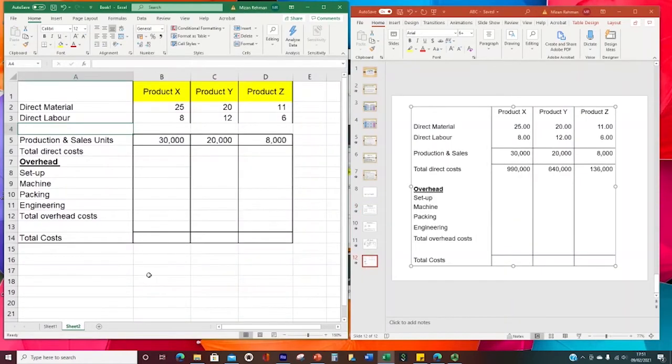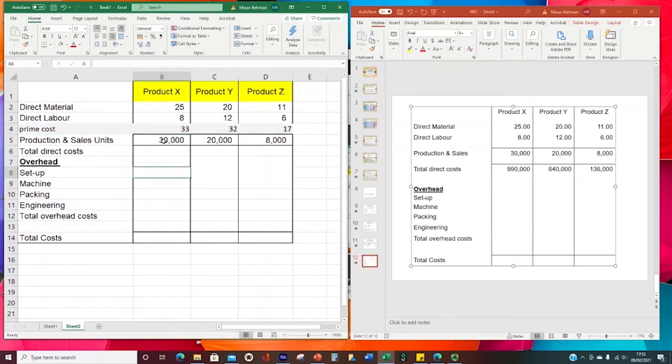Next is our cost card for these three products. As you can see, I have transferred the slide onto my Excel now, and we have direct material and direct labor for three products. We can calculate prime cost for these products, which will be labor plus material. We copy the formula, Control C, arrow, Shift, select, Enter. So we got our prime cost. Let's give it a gray.